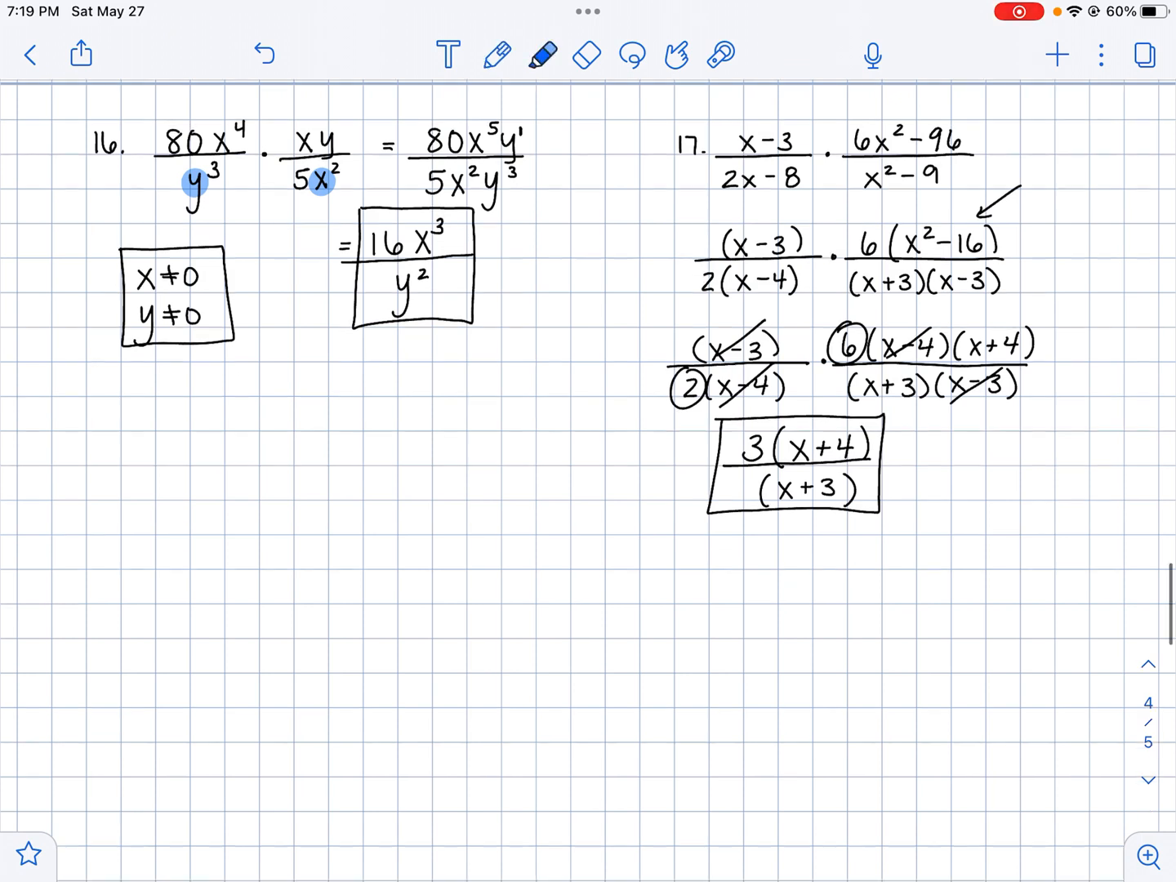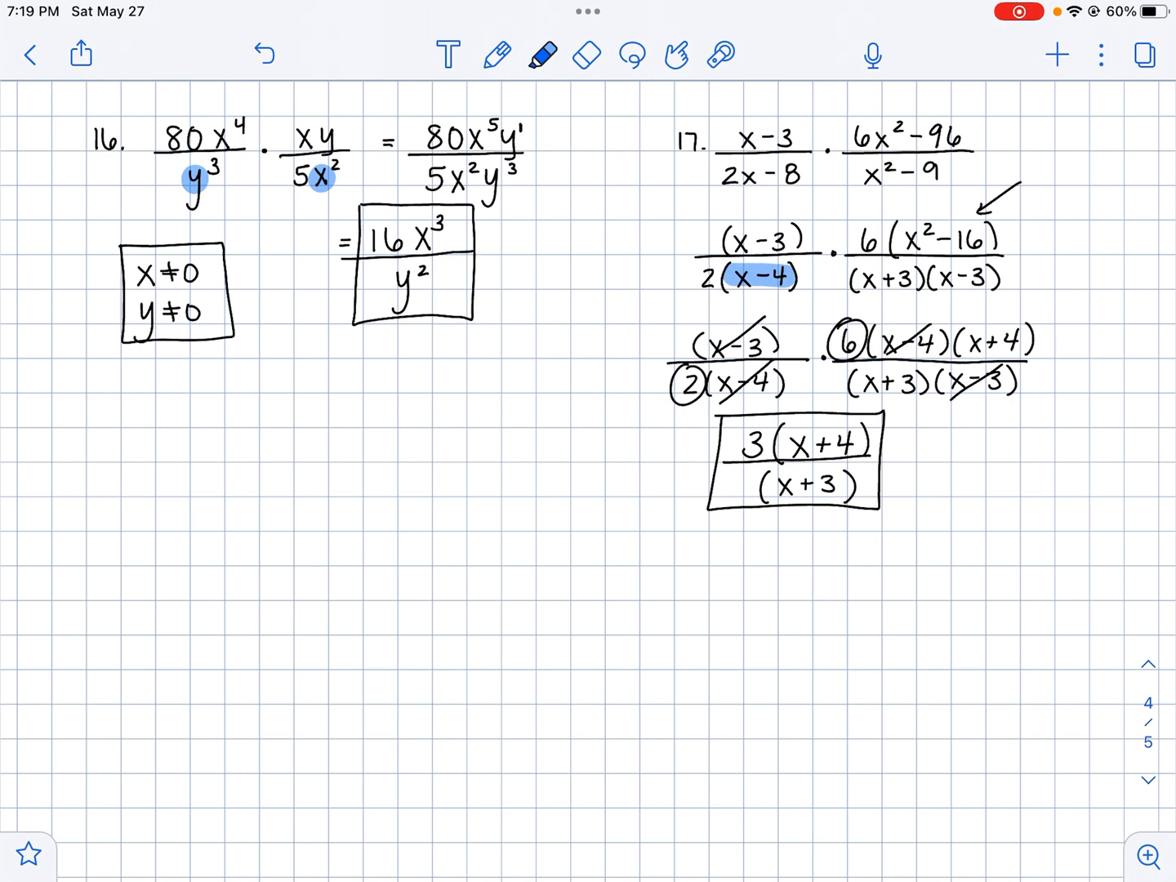Oh, and then restrictions. So anything in the denominator is a restriction. So I go back to this beginning step and I'm going to do all 3 of those. So x cannot equal 4, x cannot equal 3, x cannot equal negative 3.